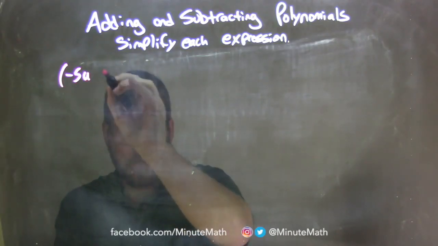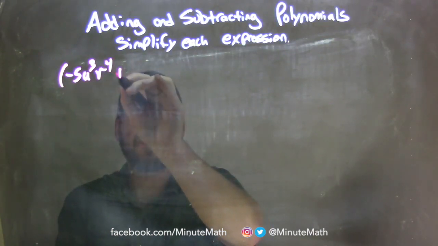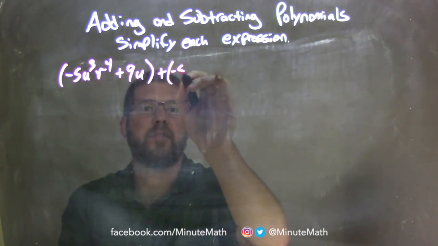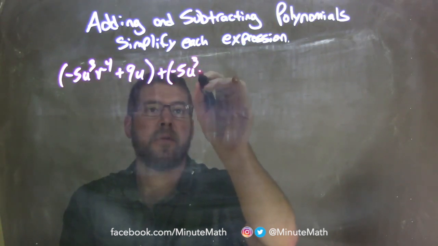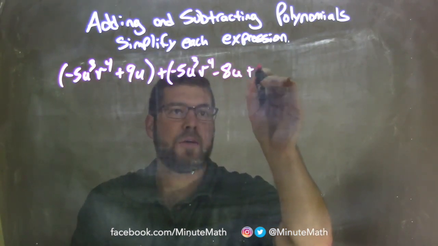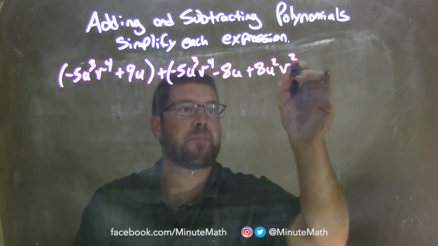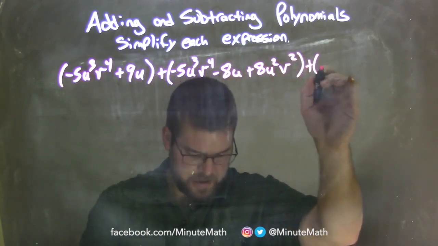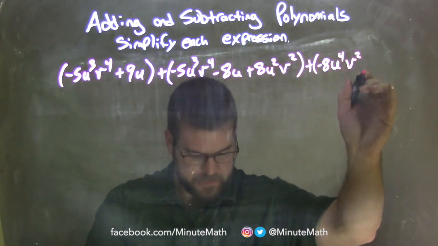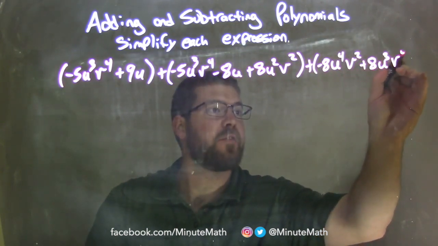Negative 5u to the third, v to the fourth, plus 9u, parentheses, plus another parentheses, negative 5u to the third, v to the fourth, minus 8u, plus 8u squared, v to the second power, and parentheses, plus, last parentheses, negative 8u to the fourth, v squared, plus 8u to the third, v to the fourth.